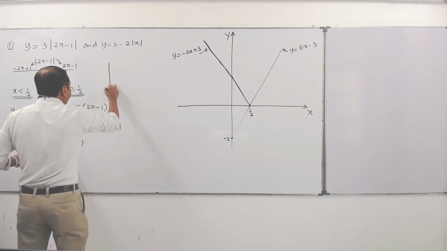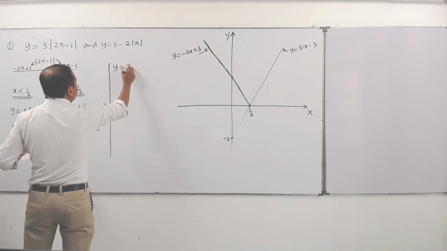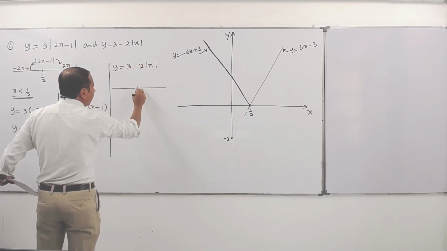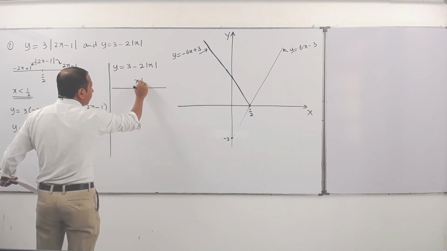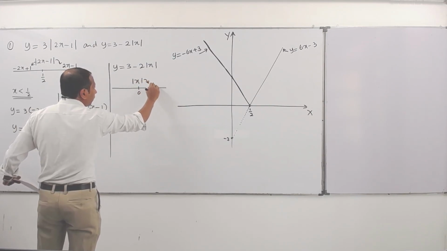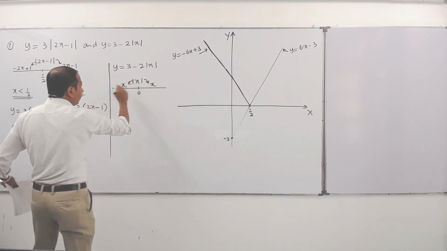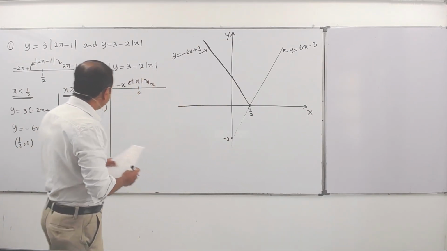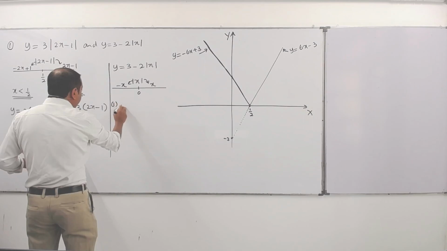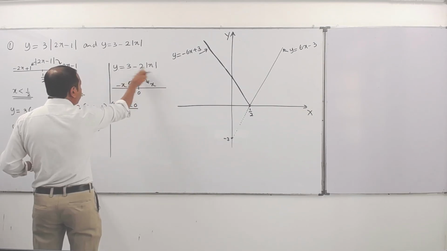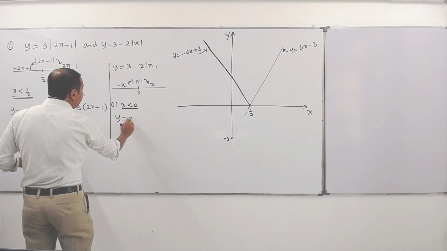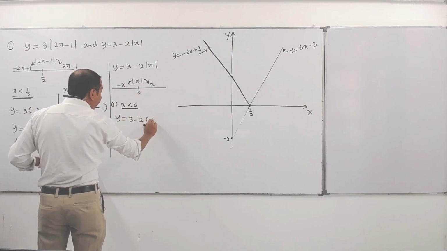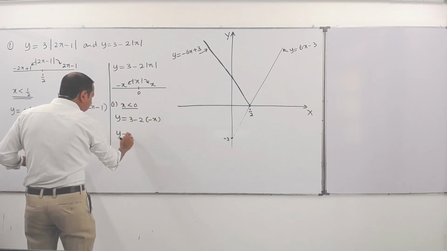The second line we are asked to draw is 3 minus 2 mod x. Here we can define mod x. Mod x changes at 0. On the right of 0, mod x is x. Left of 0, mod x is minus x. Now, first, for x less than 0, we'll see what this graph is. y equals 3 minus 2 times mod x, which on the left of 0 is minus, so y equals 3 plus 2x.